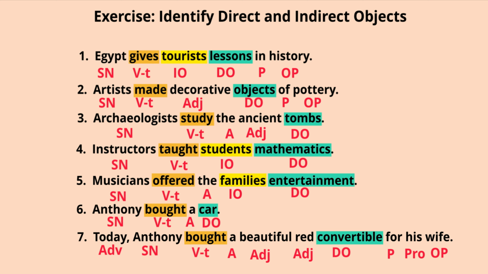And decorative here is an adjective because it is describing the direct object, objects. So decorative is the adjective and of pottery will be the prepositional phrase. Of is the preposition and pottery is the object of the preposition.